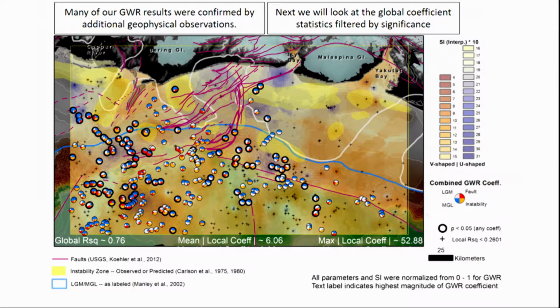So basically, a lot of our GWR results made sense based on what we see in the additional geophysical data. And next we're going to look at what those coefficients look like sort of globally here.